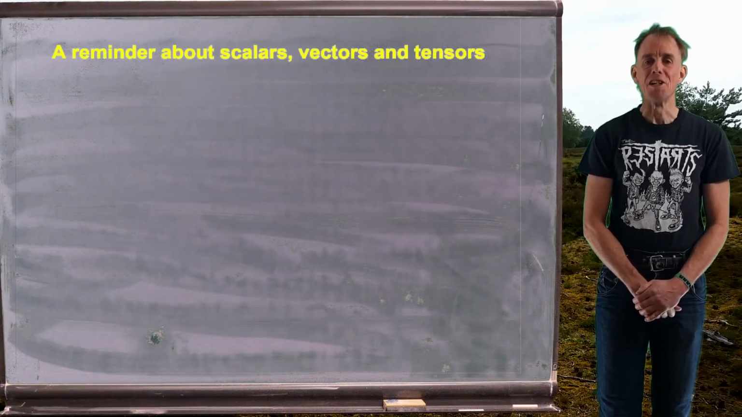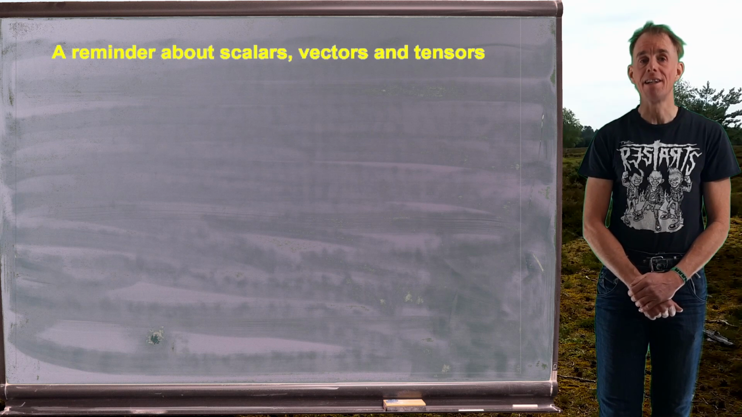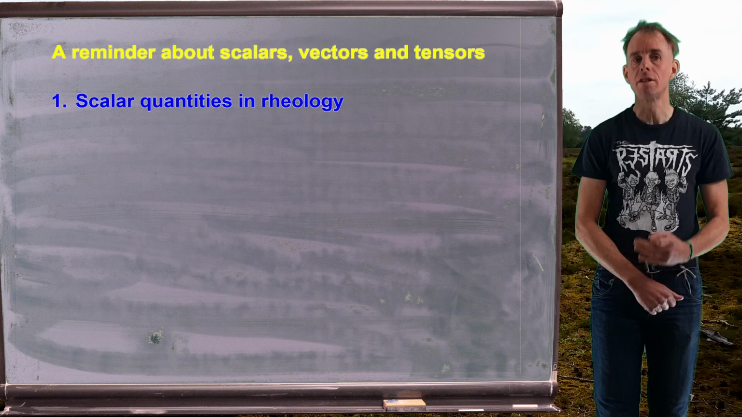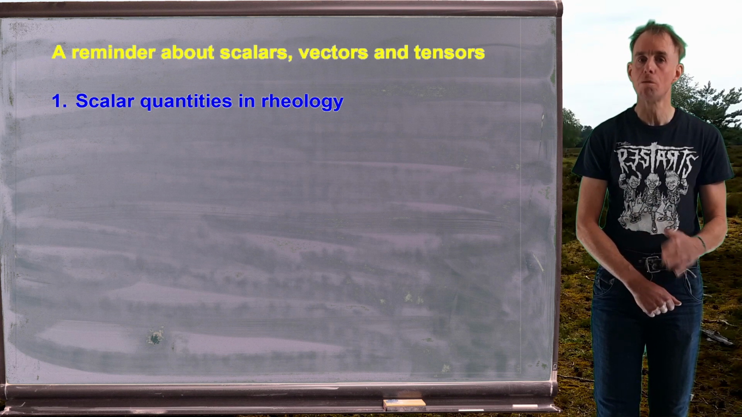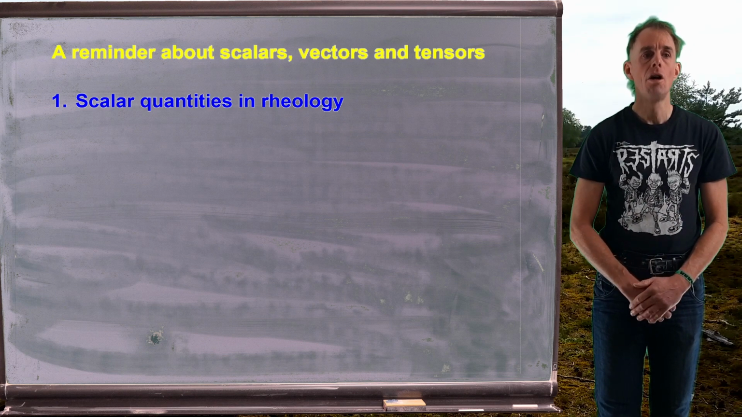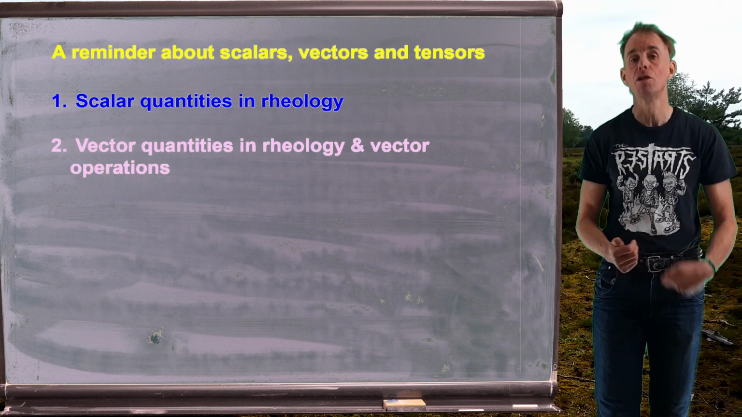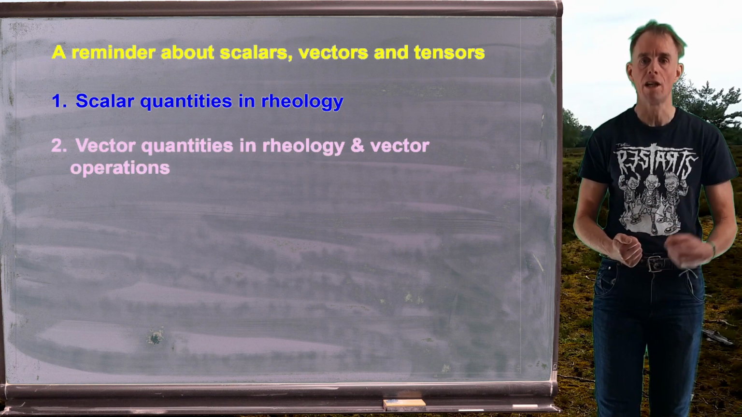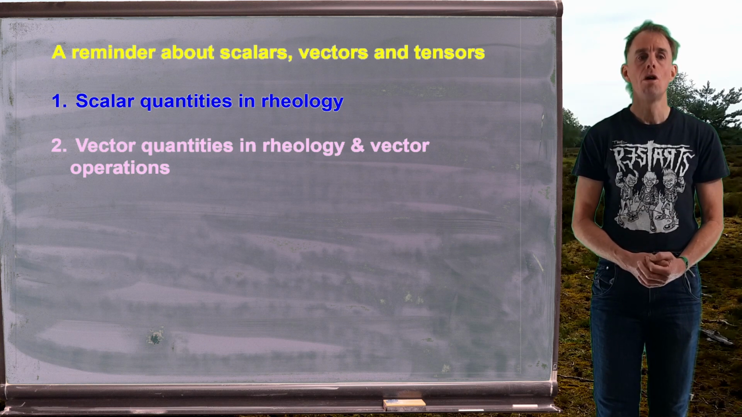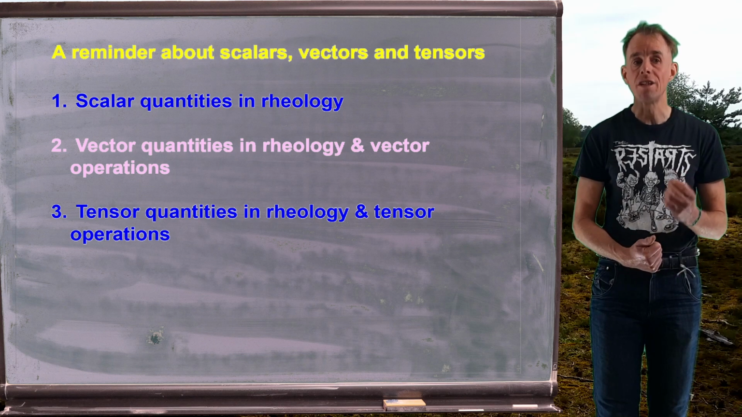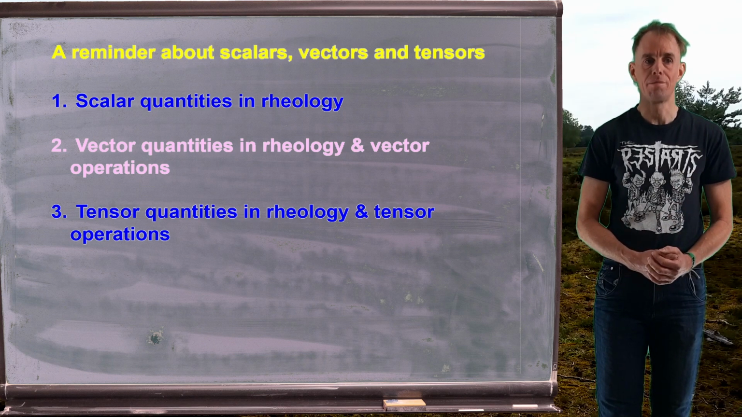So, let's start by reminding ourselves about scalars, vectors and tensors. A brief synopsis is that we're going to look at some scalar quantities in rheology. These will be properties that you're familiar with. We're going to look at some vector quantities in rheology and some associated vector operations, such as inner products and outer products. We're also then going to look at tensor quantities in rheology and some selected tensor operations.